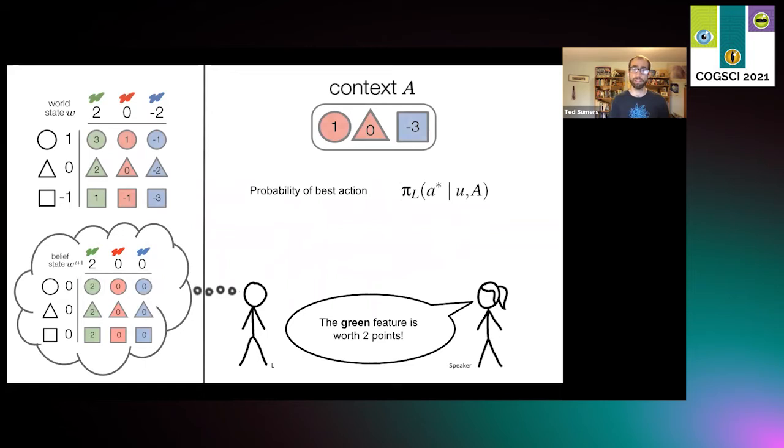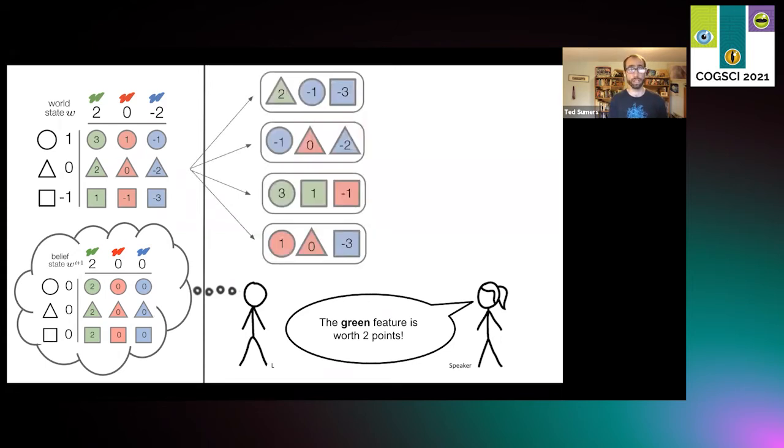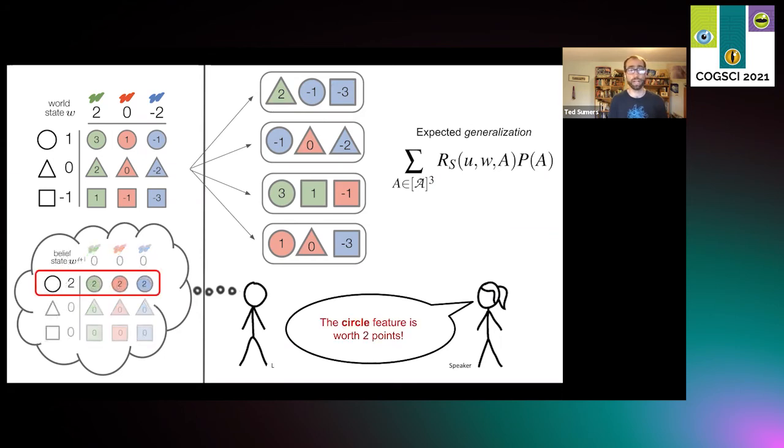So formally, we then evaluate these outcomes by looking at the probability of the learner selecting the best action in the context, as well as their expected rewards given their distribution over actions defined by their policy. We can also then evaluate generalization by taking the learner's belief state and evaluating their performance on all 84 contexts in this world, not just the immediate context. And this is where we can start to see the negative effects of such exaggerations, which could cause the learner to perform better in some specific contexts, but then hurt them in others.